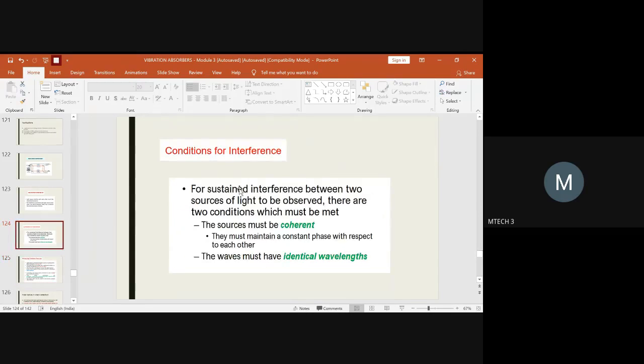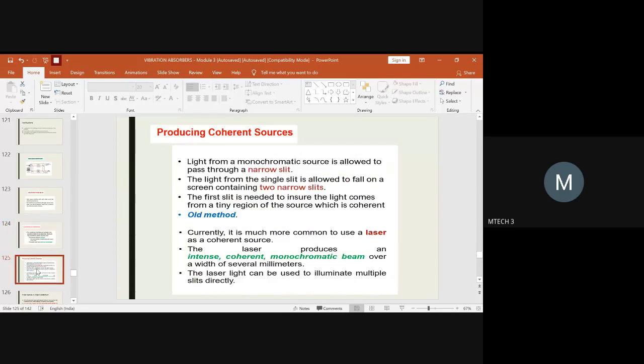So to achieve this, you should produce coherent sources, right? You cannot directly say that all the sources of light passing through are associated with constant phase. You should fine tune the source in such a way that the light which is coming is in constant phase, and you have identical wavelength. So now how to produce these coherent sources? That you should understand.